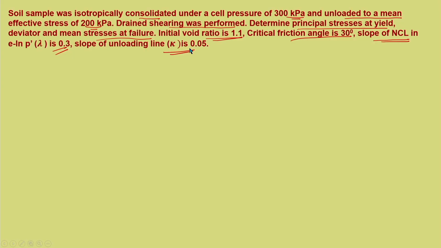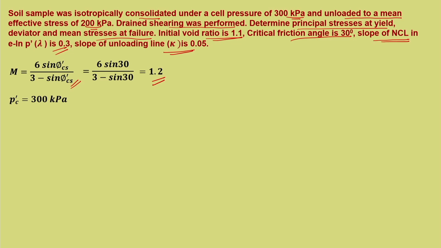No, whatever the slope is, if it is defined in the question, lambda corresponds to this, so please go ahead with that. The slope of the unloading line is 0.05. So all the details are given. M we know is 6 sin phi dash upon 3 minus sin phi dash. Here the critical friction angle is already given, and that is equal to 30 degrees. If you substitute, we will get the value of M to be 1.2. So that is known.